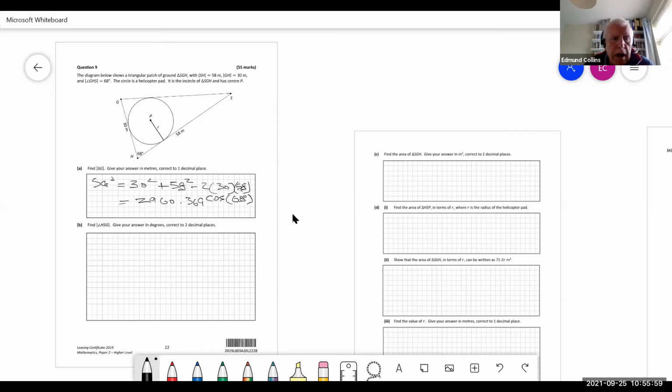So therefore, SG equals 54.4 meters. I always like to write the units after. And again, remember, we're dealing with one decimal place here. So be familiar with your decimal places here. So it only wants it to 1, so 54.4 meters.